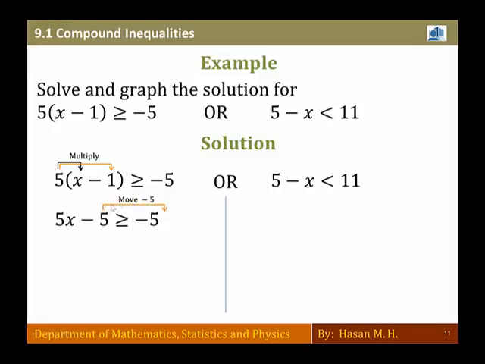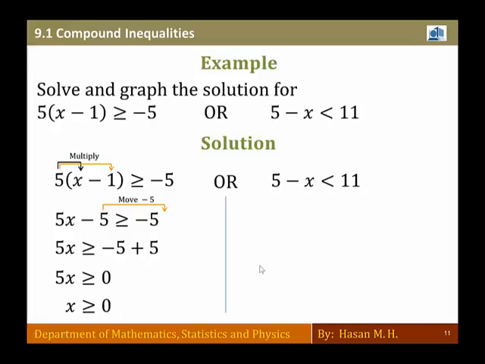Move -5 to the other side of the inequality. We will have 5x greater than or equal to -5 plus 5. -5 plus 5 equals 0. We will have 5x greater than or equal to 0. Divide each side by 5. This gives x greater than or equal to 0.